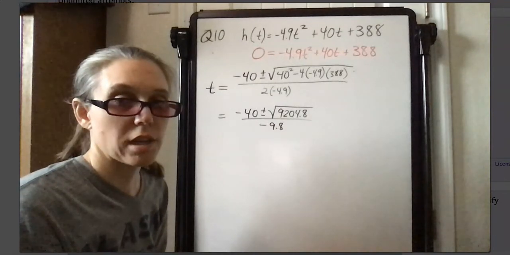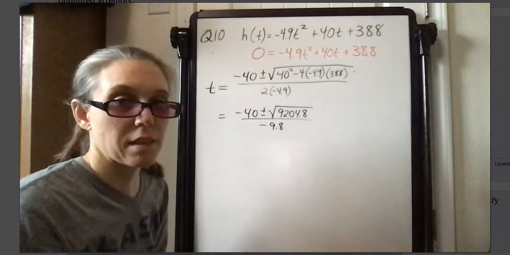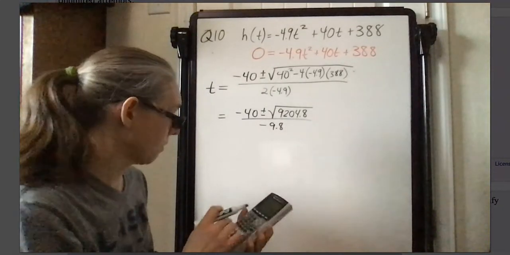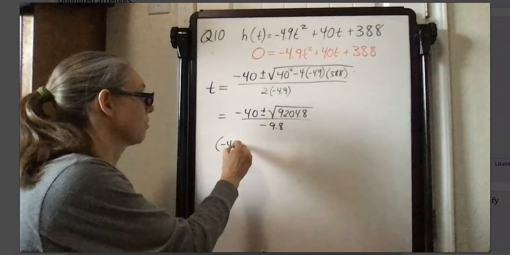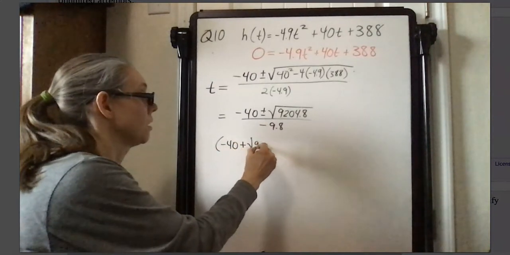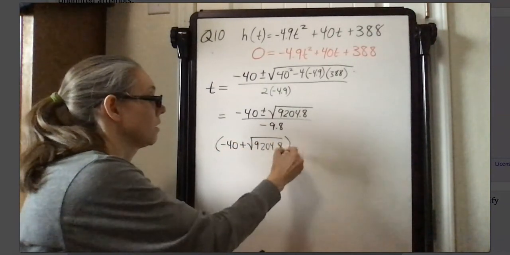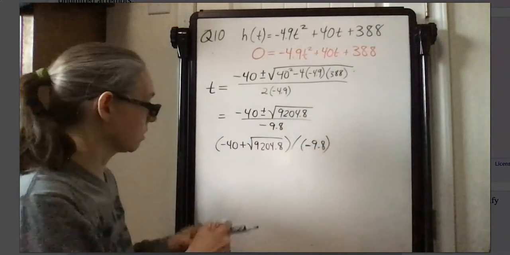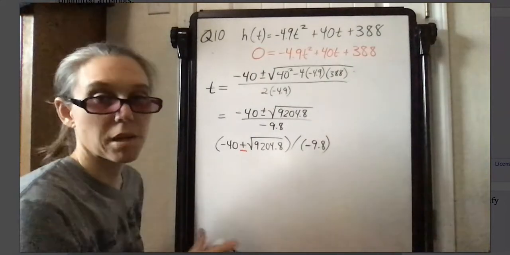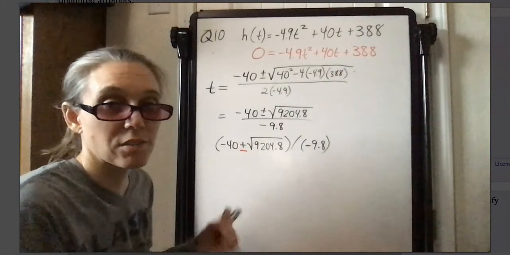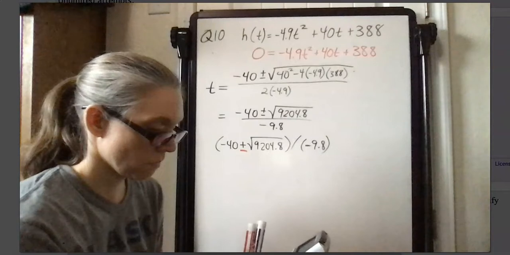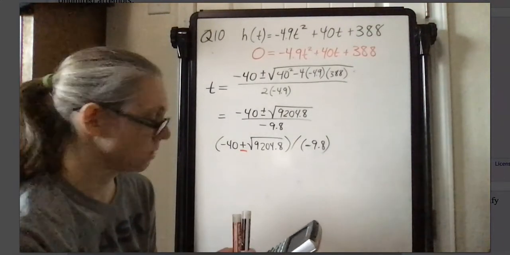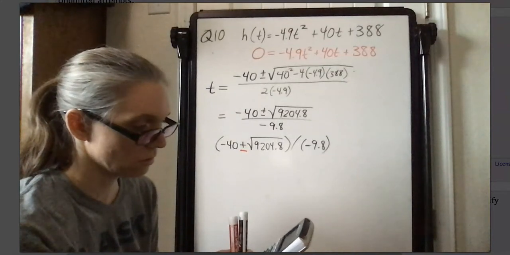Okay, so we're going to try it with the plus version and the minus version. First you type into your calculator, you just type it like this. Negative 40 plus root 9204.8 close parentheses divided by parentheses negative 9.8. So try it first with a plus and then with a minus. And remember, this is time. So if you get negative time, that's a problem. You just reject any answer with negative time.